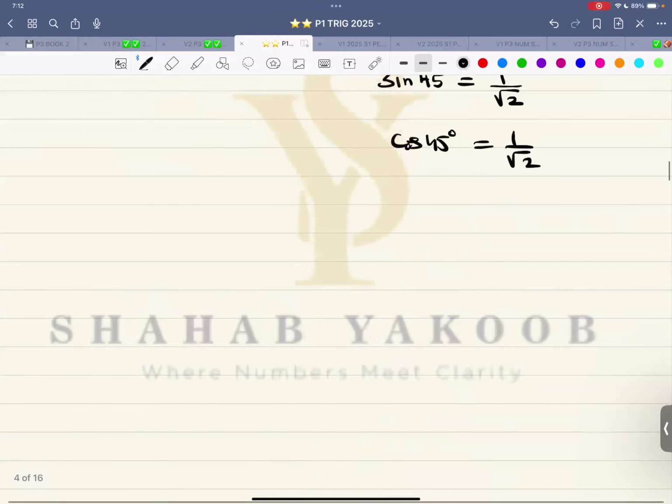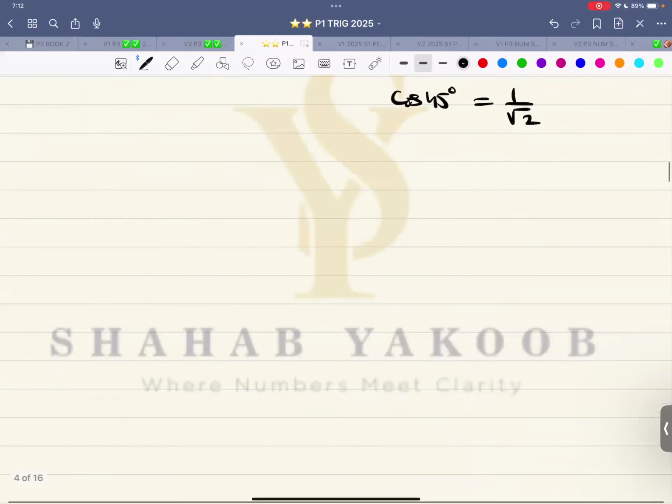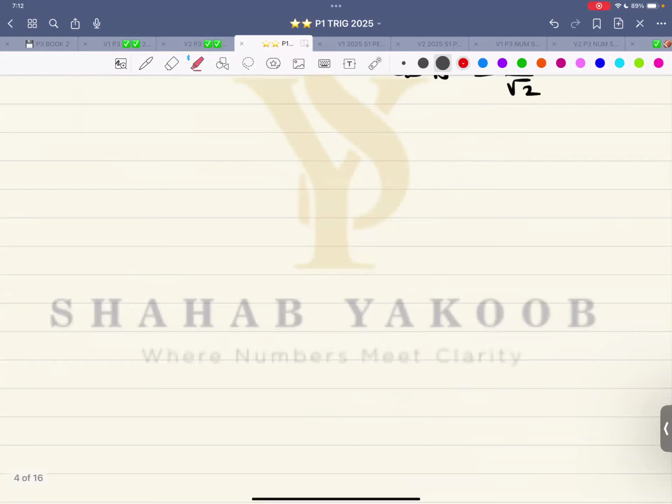Now, let me draw one other triangle. And let me just draw it over here. So the third triangle that I'm drawing is just for a general case, like this.